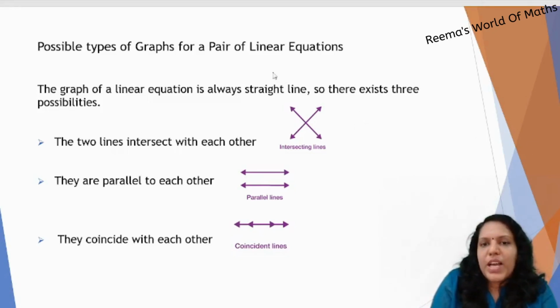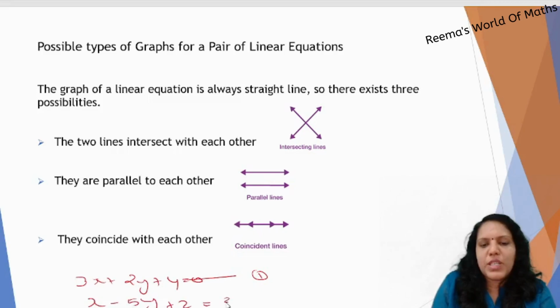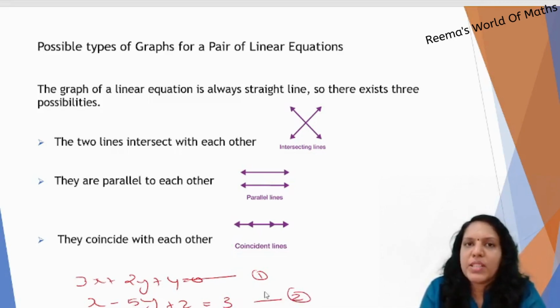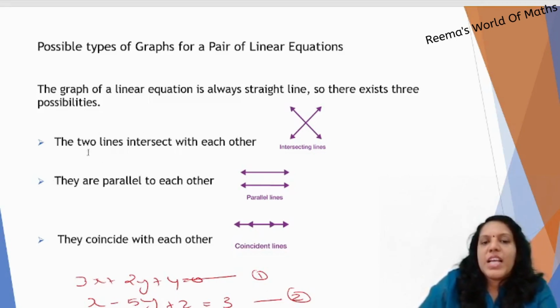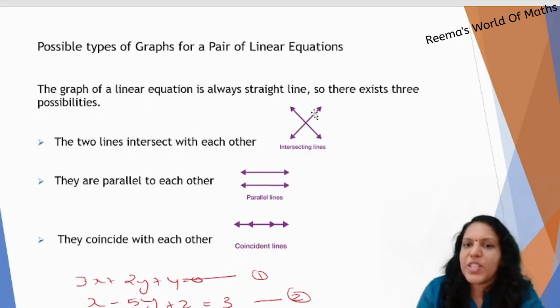For example, we have an equation 3x plus 2y plus 4 equal to 0, which is equation number 1, and another one, x minus 5y plus 2 equal to 0. If we plot these two linear equations on a graph, there are three possibilities. The first one is that the two lines intersect each other. One line is the representation of the first linear equation and the other is the second linear equation, and they intersect each other.